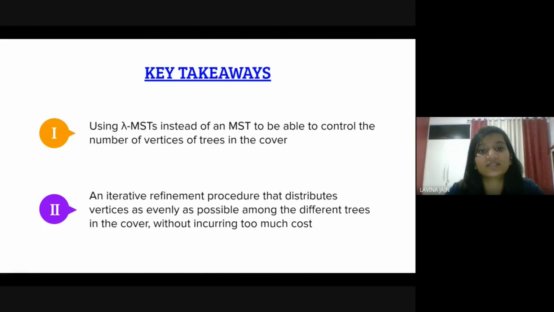The key takeaways from our paper are the two techniques. One is starting with the lambda MSTs instead of an MST in the capacitated cases of the graph problems. This helps in controlling the number of vertices in a tree cover. The second one is the iterative refinement procedure that distributes vertices as evenly as possible among the different trees in the cover without incurring too much cost.